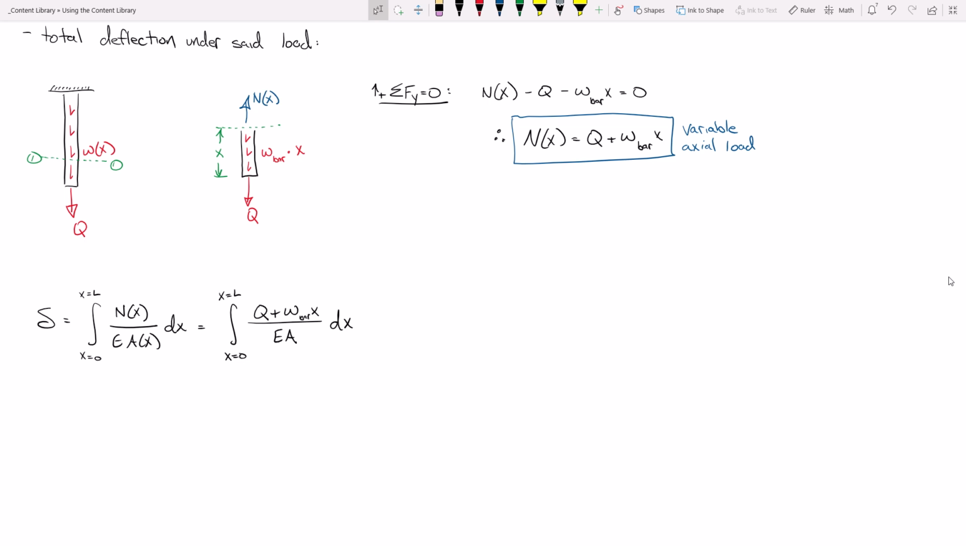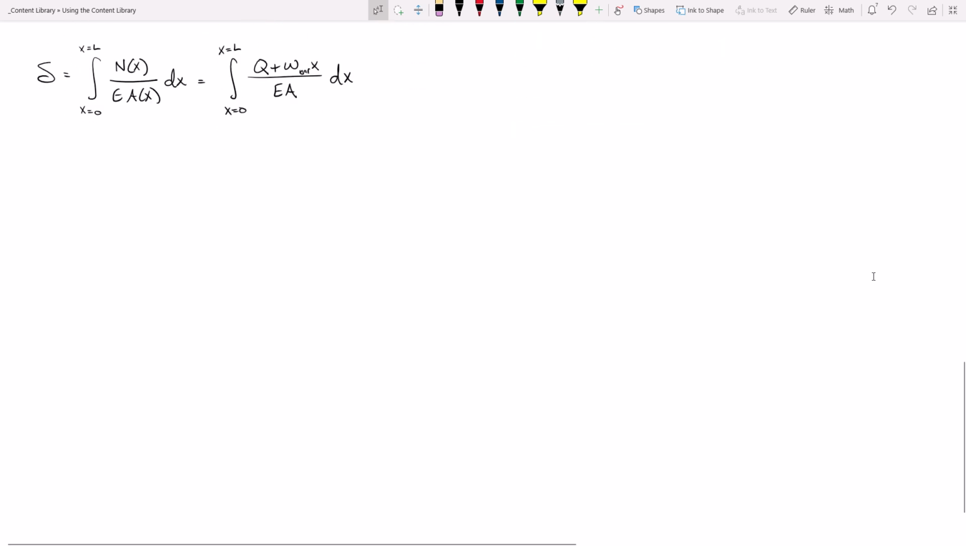Now, if I remember correctly, we're in calculus land. The variable is x. Everything else is a number. Q is a number. E is a number. A is a number. W is a number. So let's break out some tricks that we learned in Math 229.